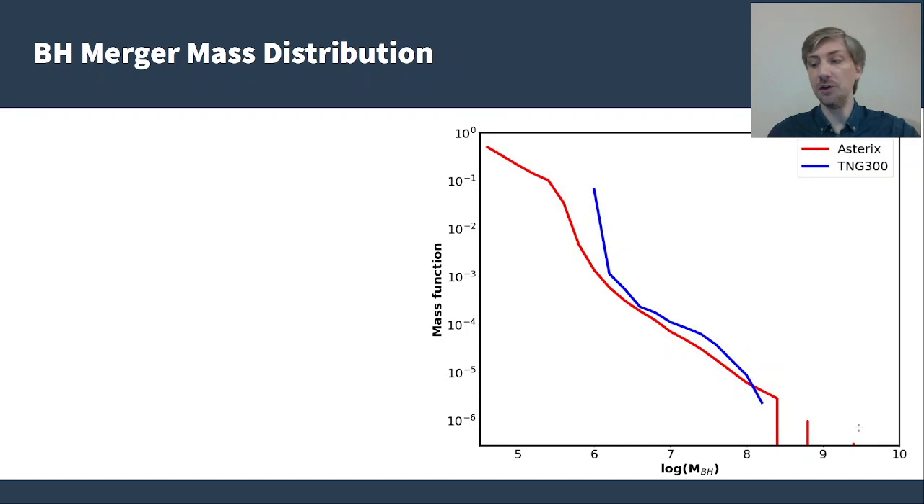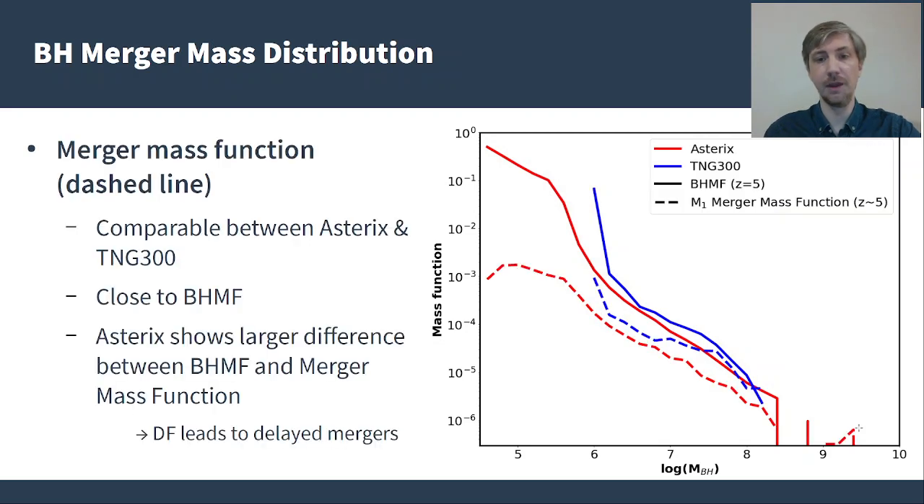So the other thing we can do is consider what sort of merger distribution we have in terms of merging masses. So here these solid lines are just back to the redshift 5 mass function, same as what I showed before. But in the dashed lines here, I'm now showing the merging mass function. So instead of the mass function of all black holes at redshift 5, this is the mass function of merging black holes around redshift 5.